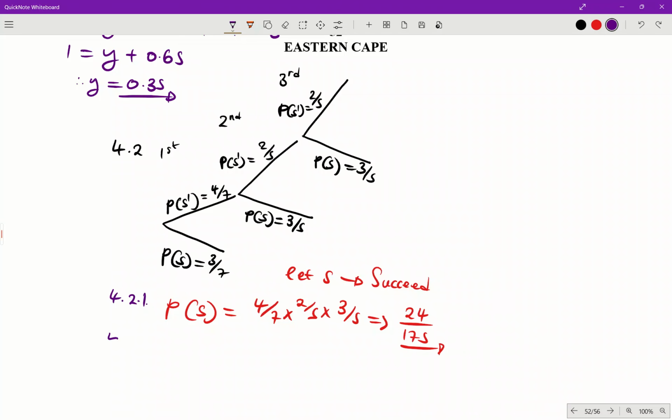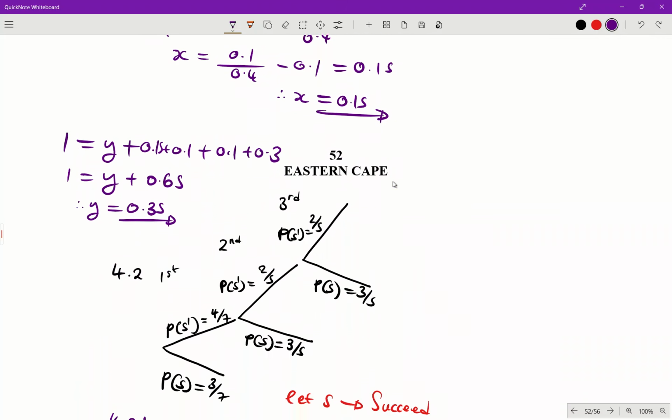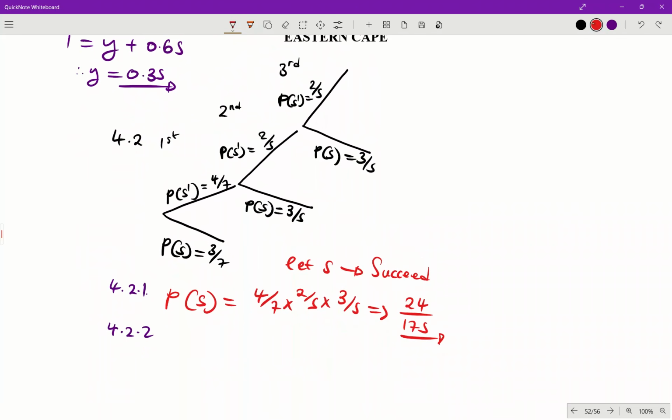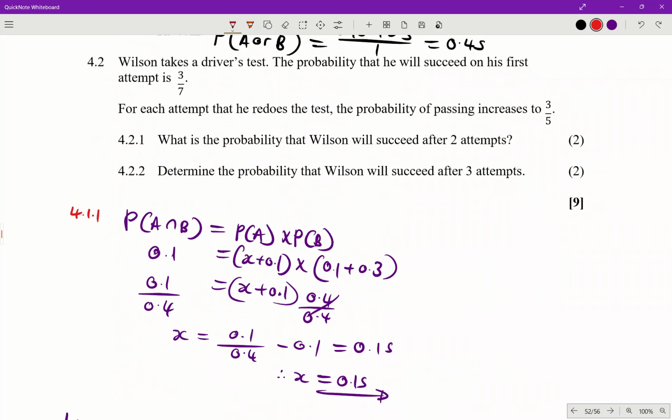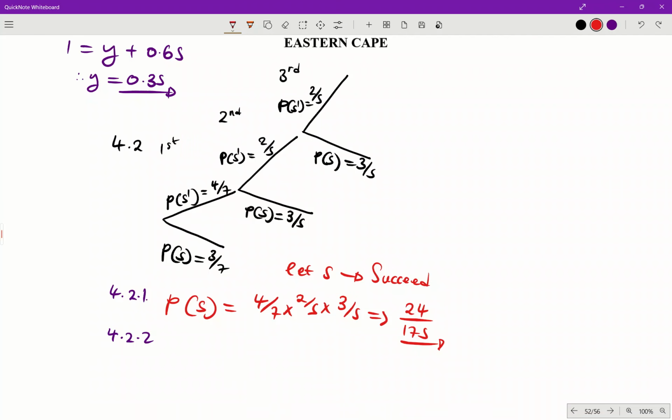So now next question 4.2.2. I think this is the last one there. Determine the probability that Wilson will succeed after 3 attempts. After 3 attempts. First attempt failed, then succeed. Second attempt failed and then succeed. Third attempt failed like that. You understand? So wait. Determine the probability that Wilson will succeed after 3 attempts.